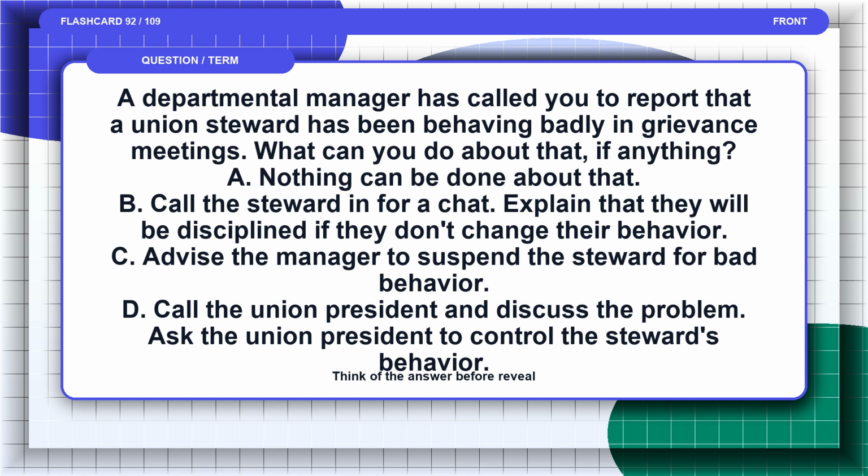Flashcard 92. A departmental manager has called you to report that a union steward has been behaving badly in grievance meetings. What do you do about that, if anything? Nothing can be done about that. Call a steward in for a chat. Explain that they will be disciplined if they don't change their behavior. Advise the manager to suspend the steward for bad behavior.